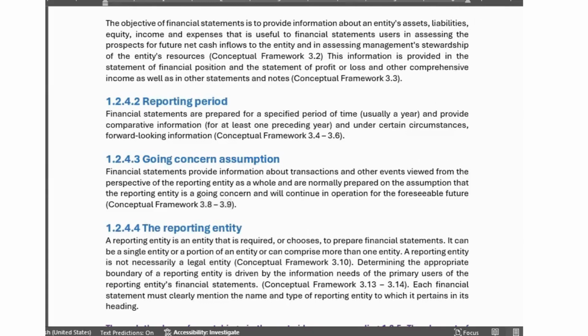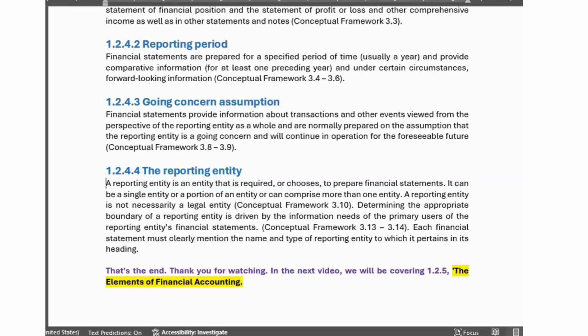1.2.4.4 The reporting entity. A reporting entity is an entity that is required, or chooses, to prepare financial statements. It can be a single entity or a portion of an entity or can comprise more than one entity. A reporting entity is not necessarily a legal entity. Conceptual Framework 3.10. Determining the appropriate boundary of a reporting entity is driven by the information needs of the primary users of the reporting entity's financial statements. Conceptual Framework 3.13 to 3.14.